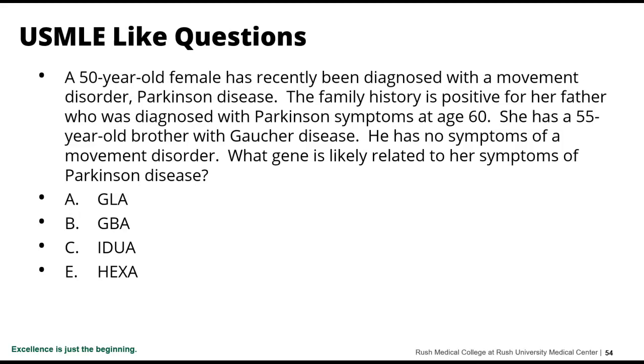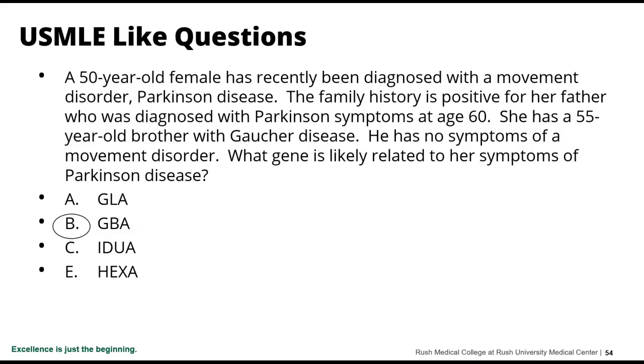So here's a couple USMLE-like questions that I took out of some of these books. A 50-year-old female has recently been diagnosed with a movement disorder, Parkinson's disease. The family history is positive for her father, who was diagnosed with Parkinson's at 60. She has a 55-year-old brother with Gaucher disease. He has no symptoms of a movement disorder. What gene is likely related to her symptoms of Parkinson's disease? And the answer is the gene.